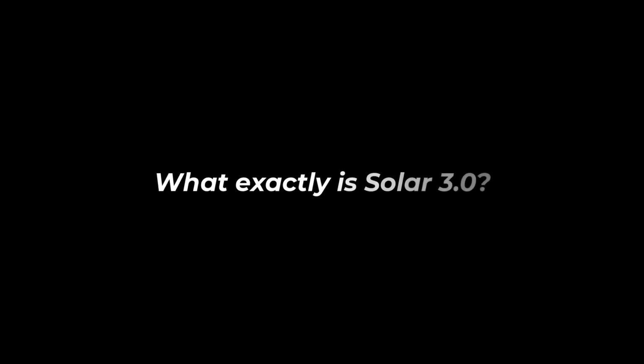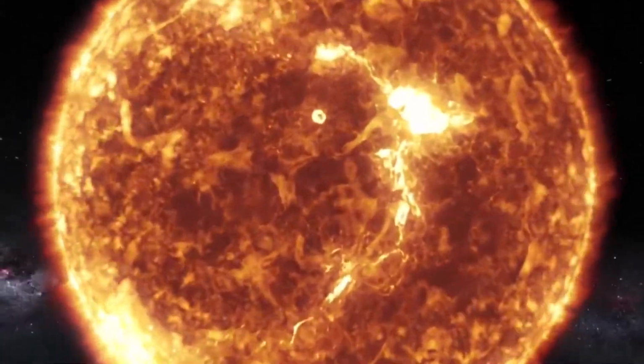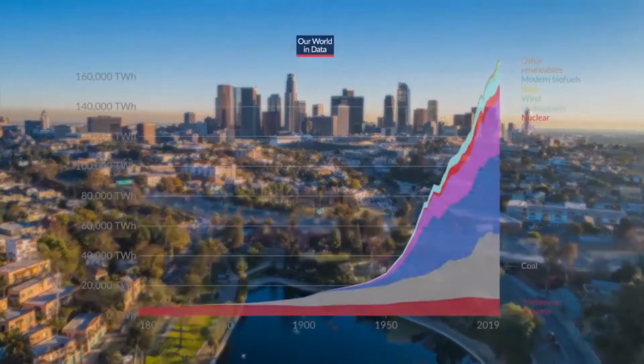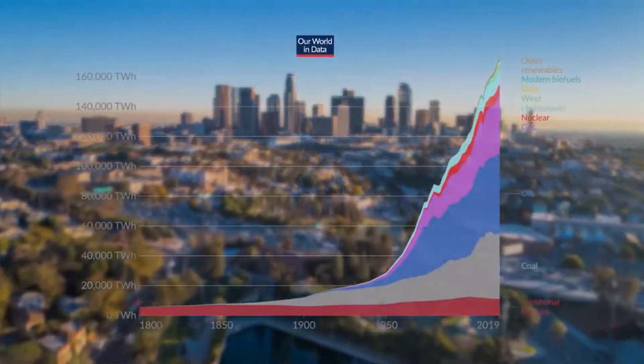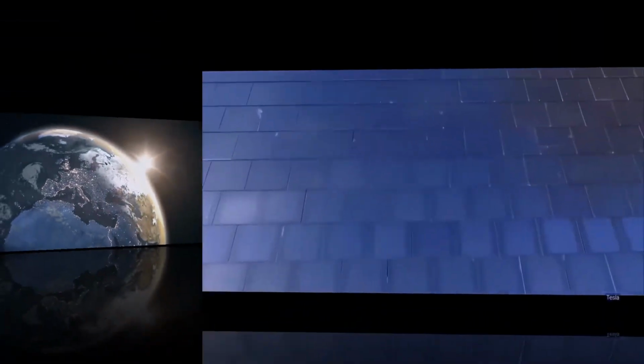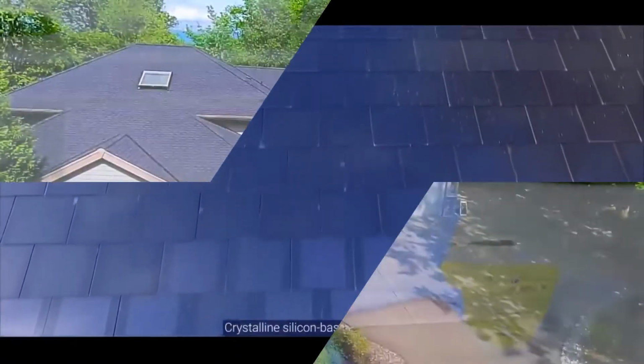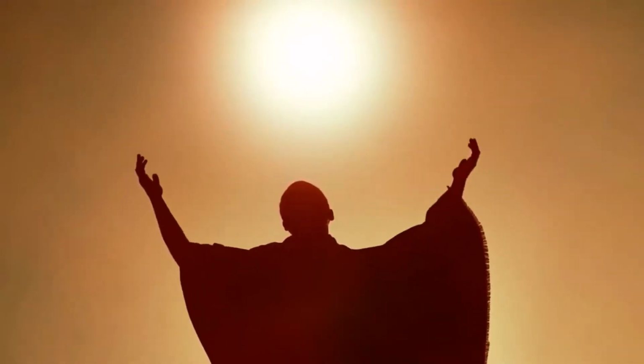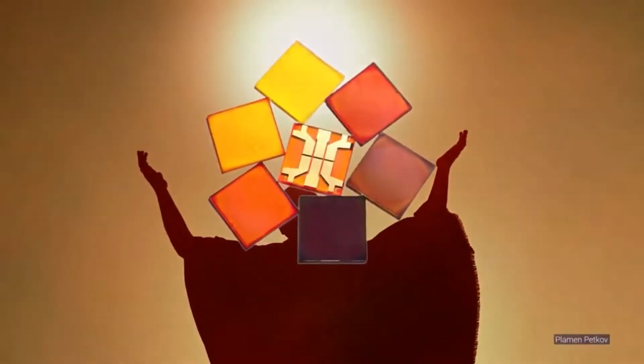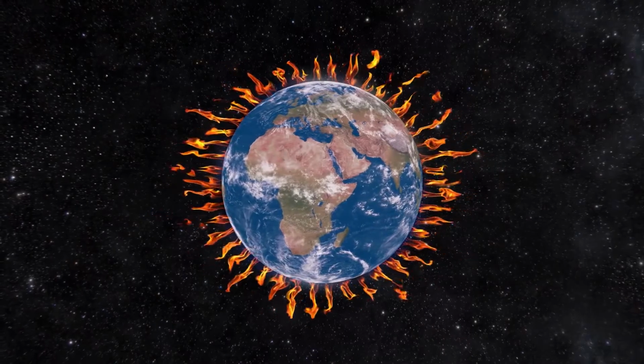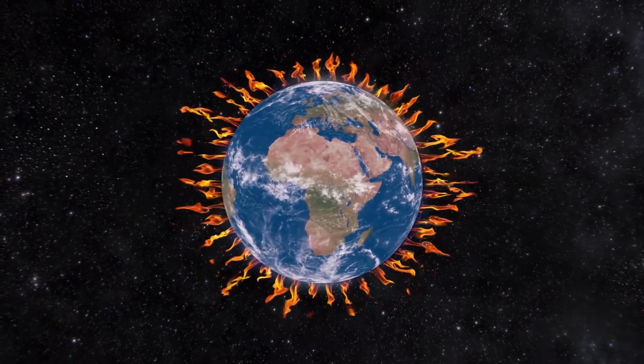What exactly is Solar 3.0? Not only has the amount of electricity generated through solar and wind power increased substantially, but solar technology continues to advance. Two primary types of solar cells are used to generate solar energy. Through the collection of photons from the sun, solar cells make the use of solar energy possible. It causes an electrochemical reaction that results in the production of electricity.